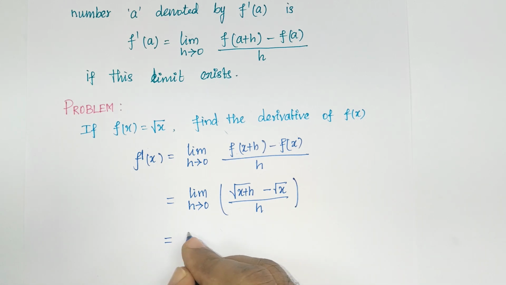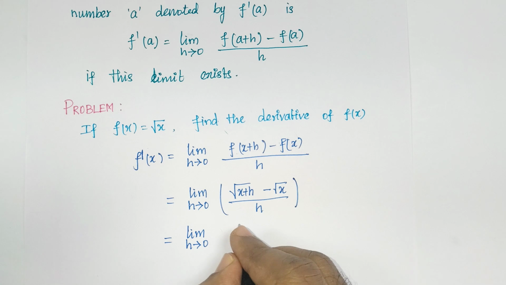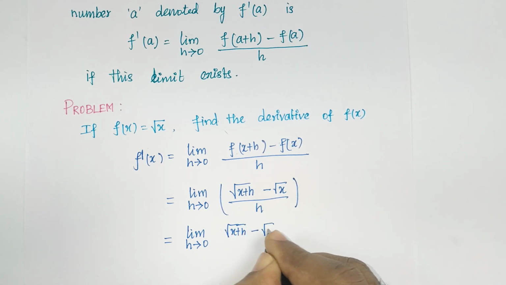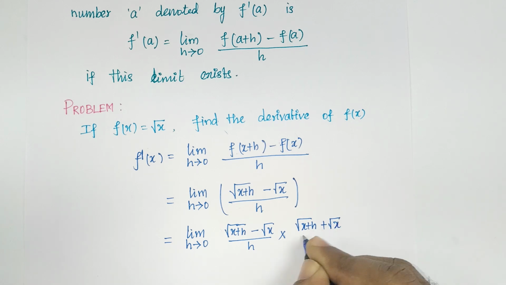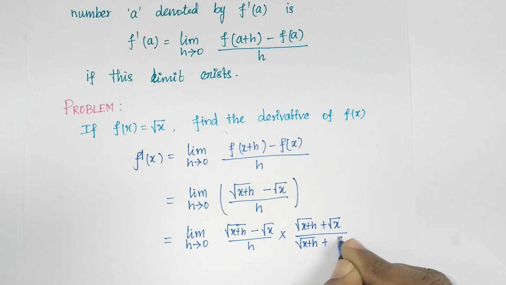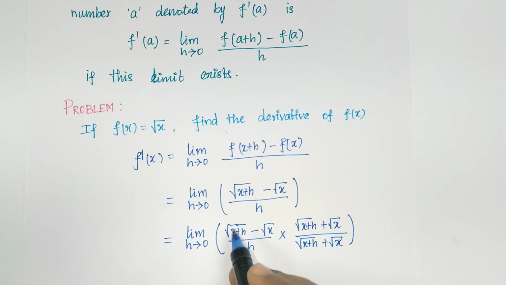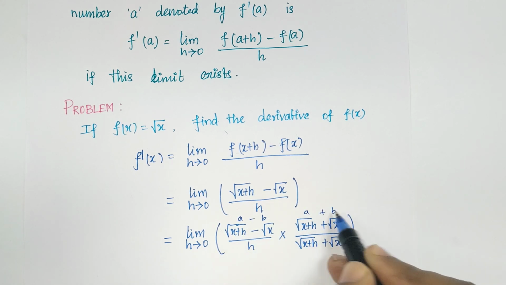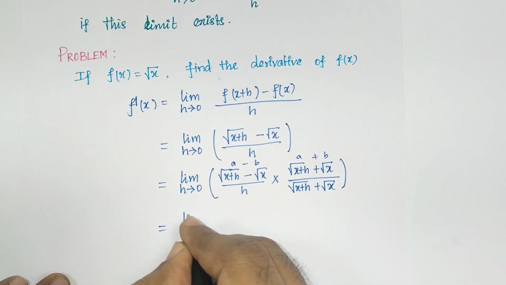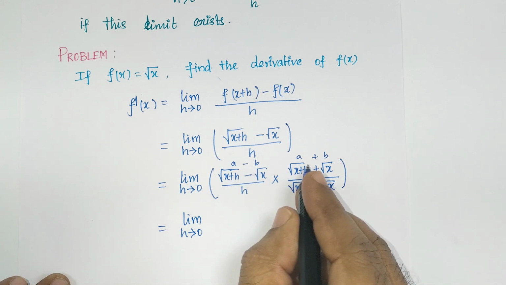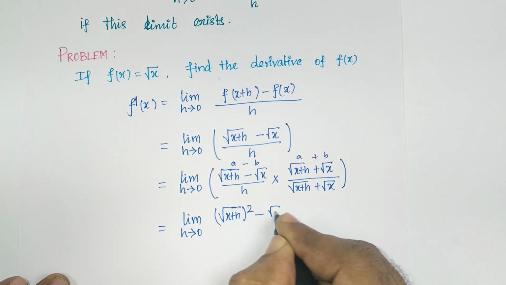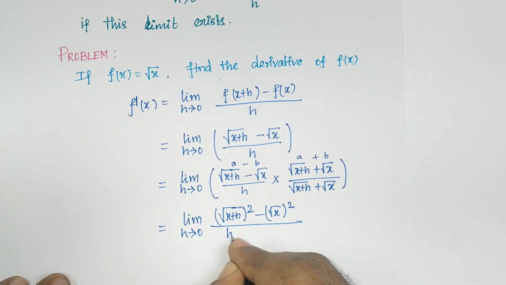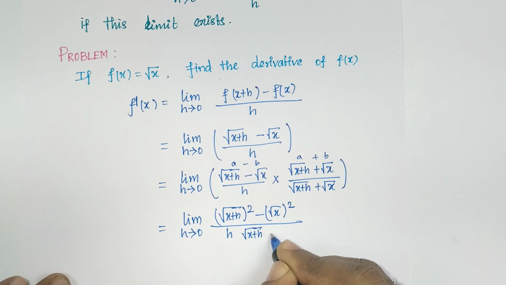So now I'll write limit h tends to 0. I'm going to multiply with conjugate. I'll write root of x plus h minus root x divided by h into root x plus h plus root x divided by root x plus h plus root x. So now you can see a minus b and a plus b. So we will write limit h tends to 0. A minus b into a plus b, we can write a square minus b square. So that I'll write root of x plus h whole square minus root x whole square divided by h into root x plus h plus root x.